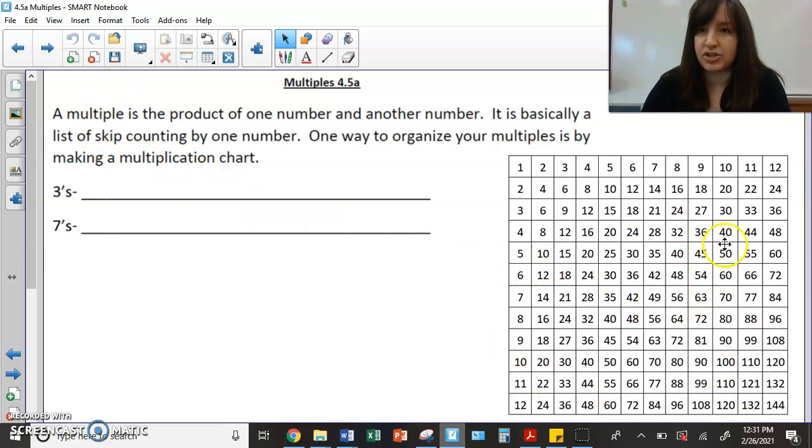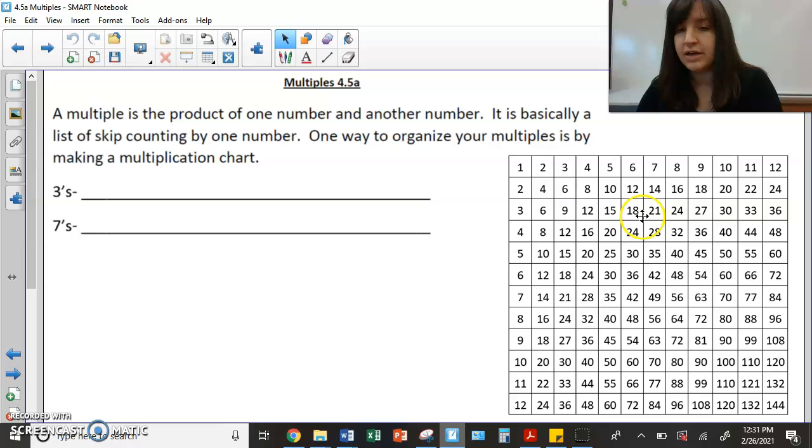So we have a multiplication chart over here in the corner. And as you can see, if you look across the row for your twos, you notice that it's skip counting by twos. 2, 4, 6, 8, 10, 12, so on. It has the same pattern skip counting down the column. So you can either look across the row or down the column. So those are my multiples of 2. My multiples of 3 are 3, 6, 9, 12, 15, so on. My multiples of 6 are 6, 12, 18, 24, 30.